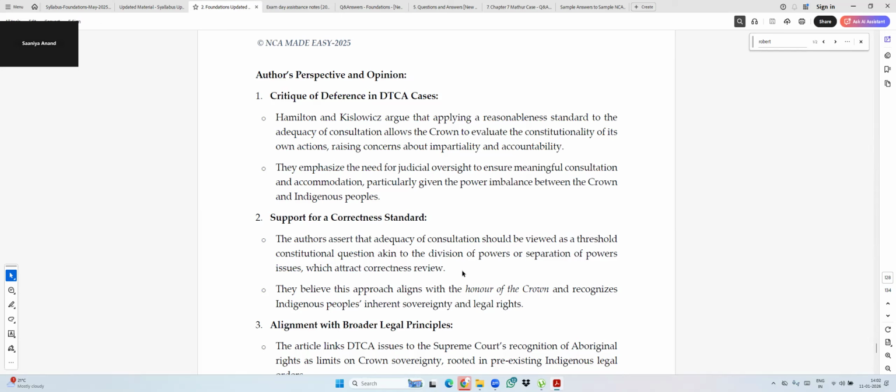But it does make sense, because they're saying that Aboriginal rights are a correctness standard, but this is related to the duty to consult and accommodate, which is a procedural thing. Like, it's not going to the heart of the right. Yes, exactly. It's a procedural thing. So when the majority decided that yes, we will go with reasonableness because it's a procedural thing, we are giving deference to the decision maker, right?